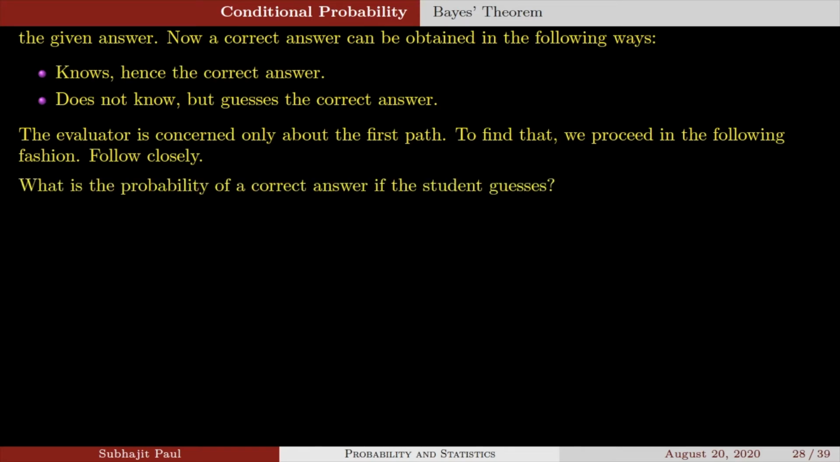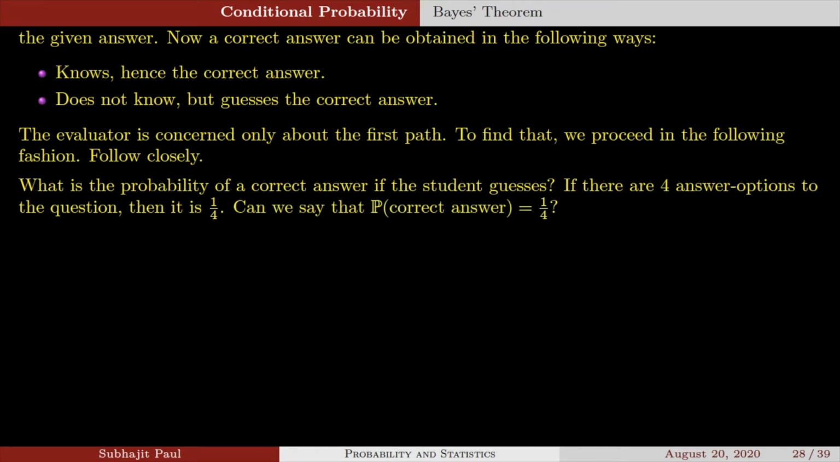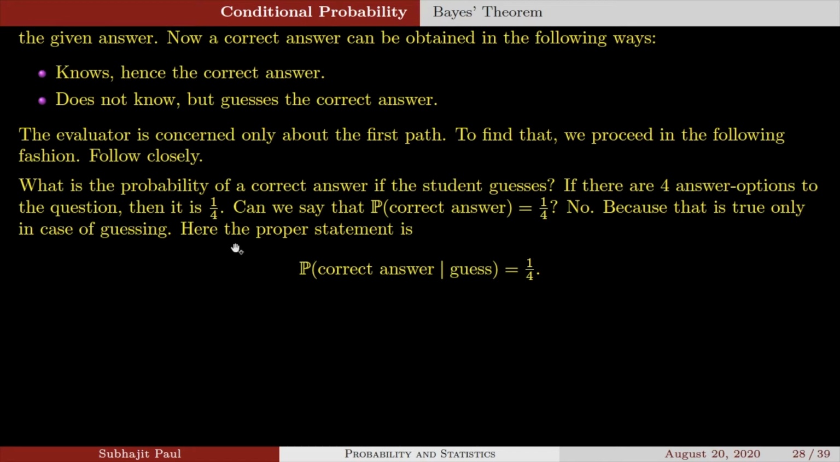What is the probability of a correct answer if the student guesses? If there are 4 answer options to the question, then it is 1 by 4. If the student guesses, can we say that the probability of correct answer is equal to 1 by 4? No, because that is true only in case of guessing. Hence the proper statement is: correct answer given the student is guessing is 1 by 4. Now let us put the probabilities into the diagram.